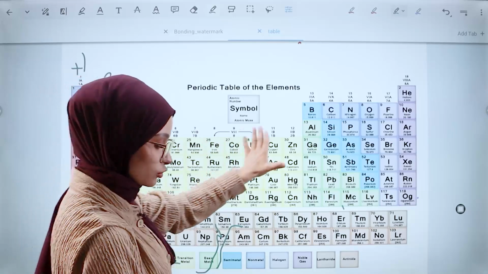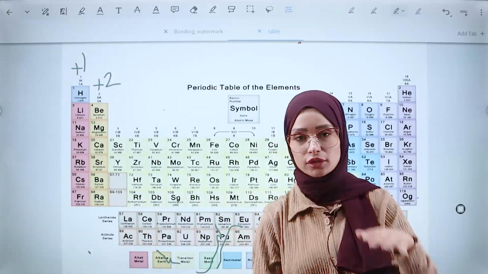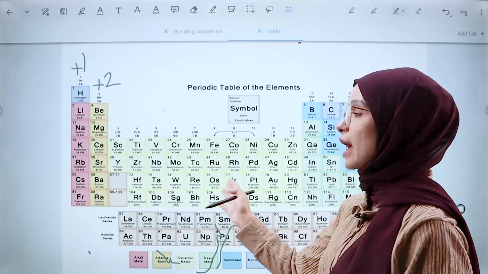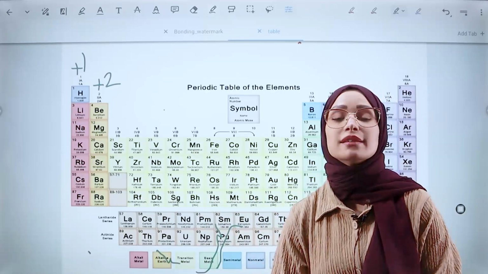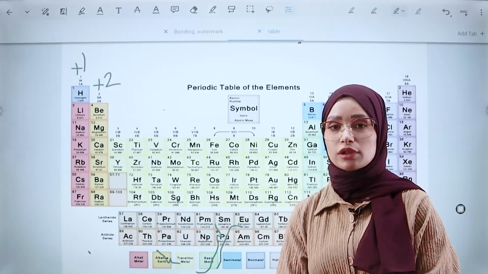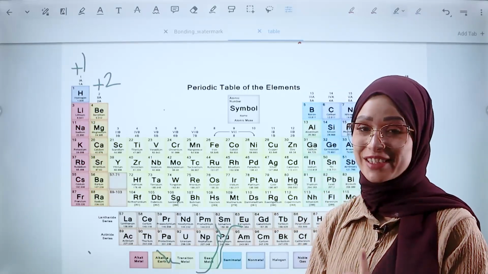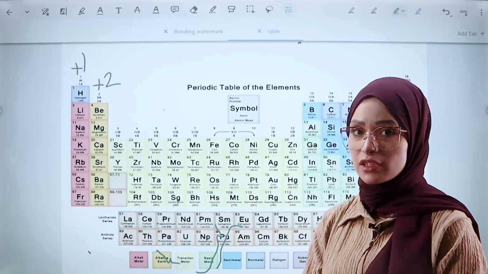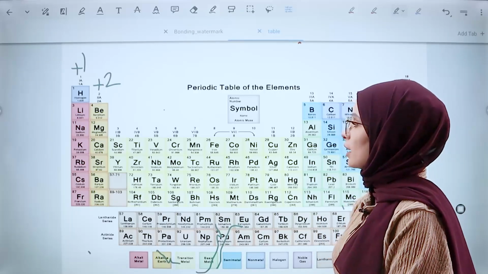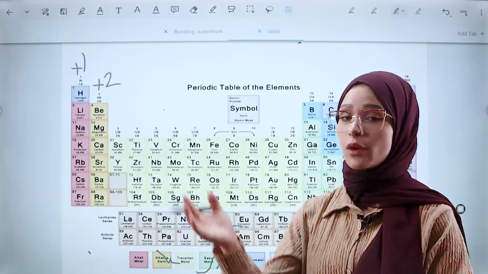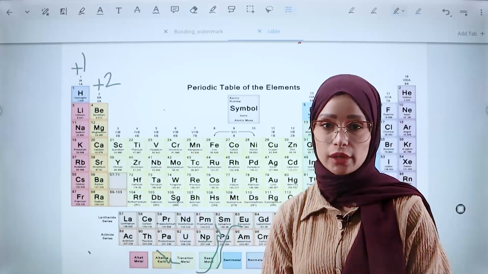Now, please skip the transition elements because they have different consideration. As I told you before, we are going to have a separate video that explains the transition metals. How do they lose? How do they gain? Of course, electrons. They don't gain because they are metals. They lose electrons. And the distribution of the orbitals is different from what we explained earlier.